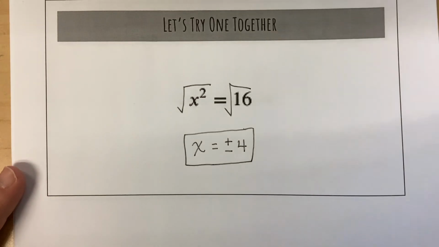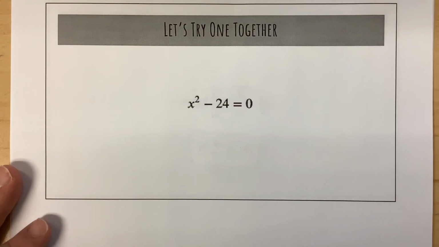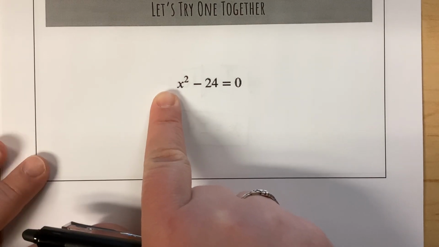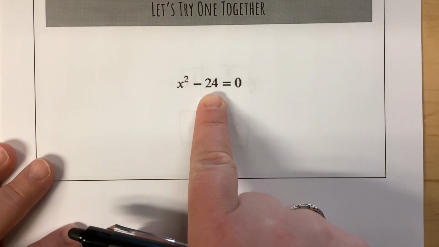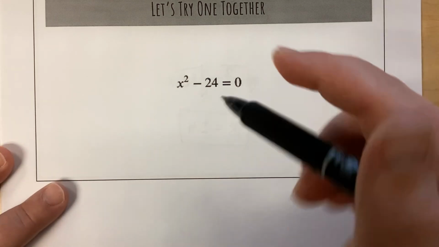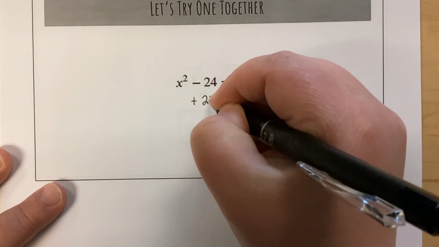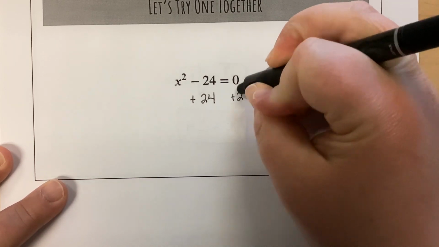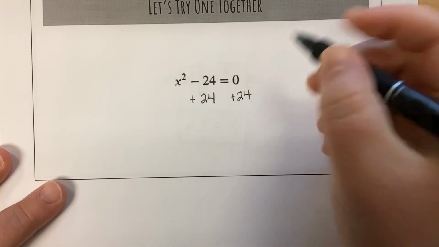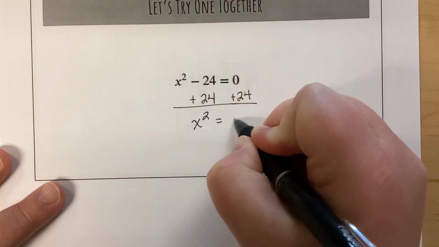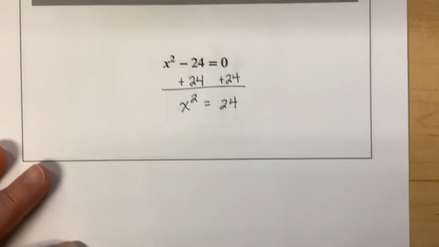Now, they're not all that simple, so let's take a look at what to do when they're not that simple. All right, so for this problem, there's still no coefficient of x squared, but we do have a minus 24 at the end. So we need to move this over to the other side. And we're going to do that by adding the 24, that's the inverse operation, over to the other side. So now I have x squared equals 24. So the x squared is isolated.